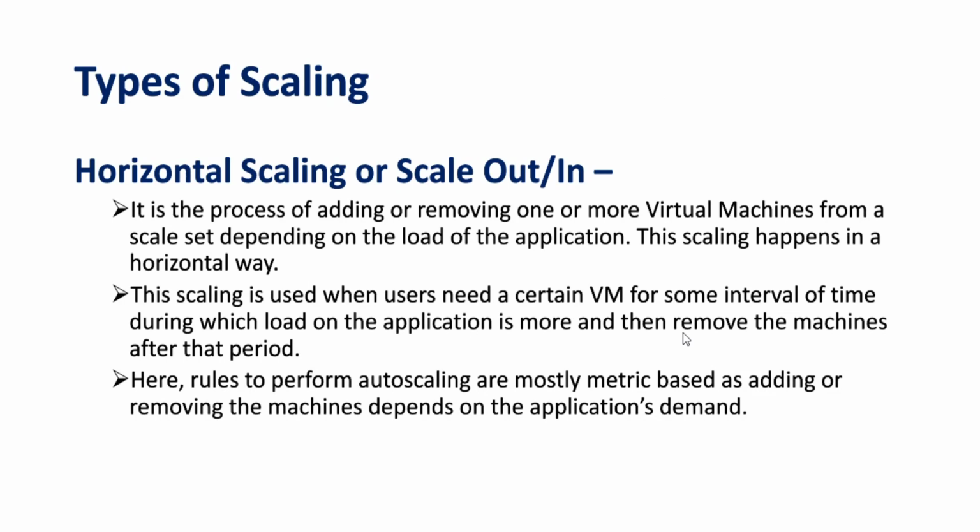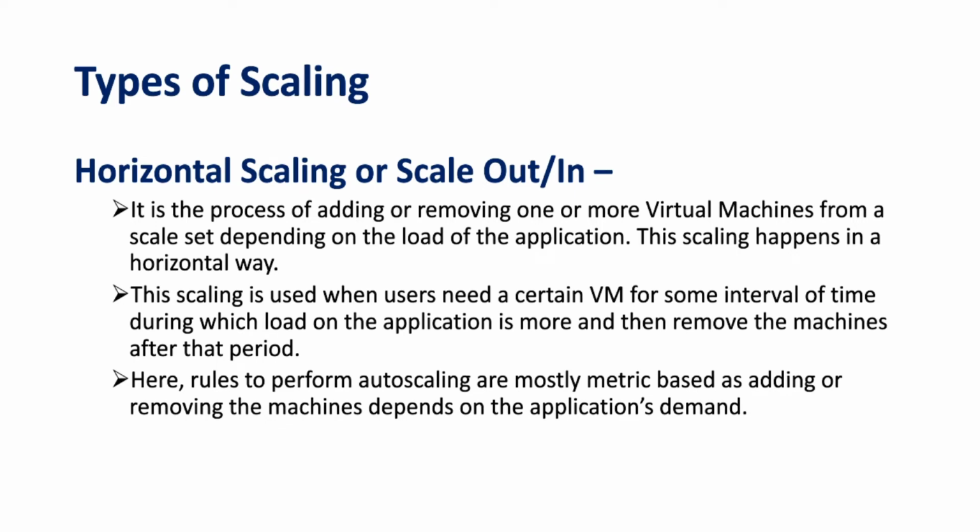In Azure Virtual Machine Scale Sets, we have an option called scaling. Based on scaling, we increase or decrease the VM instances. We have two types of scaling options here. One is horizontal scaling, which we also call scale out or scale in. It is the process of adding or removing one or more virtual machines from a scale set depending on the load of the application. This scaling happens in a horizontal way.